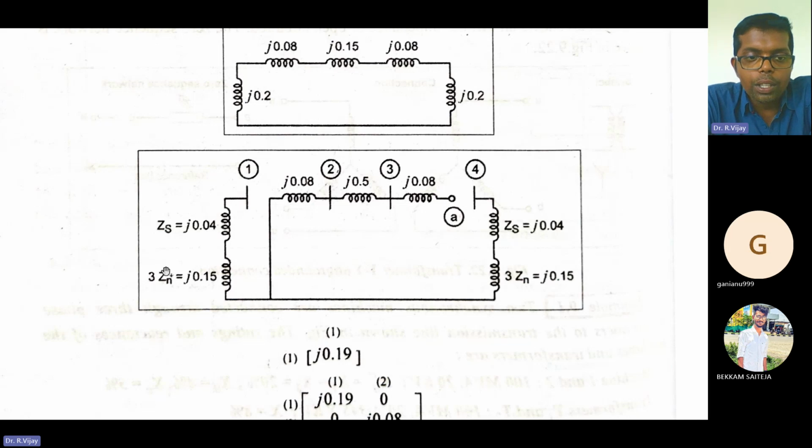How does this 3 into Zn come? You need to go back to my previous classes. Already I taught in the zero sequence network for generator that you need to mention 3 into Zn. You need to mention the sequence impedance as well as the neutral impedance in the zero sequence diagram for a generator. So here 3 into Zn is J into 0.15.